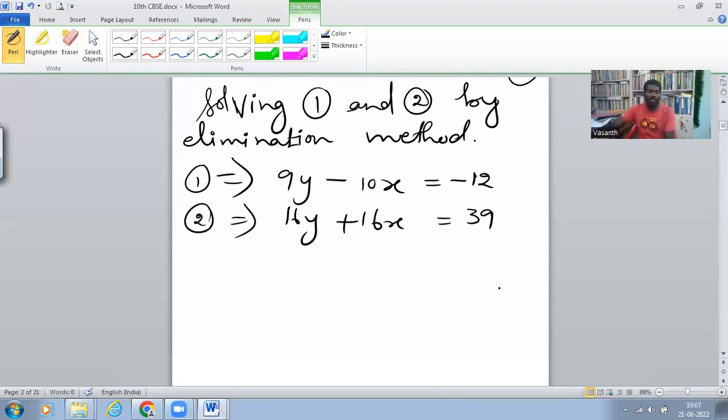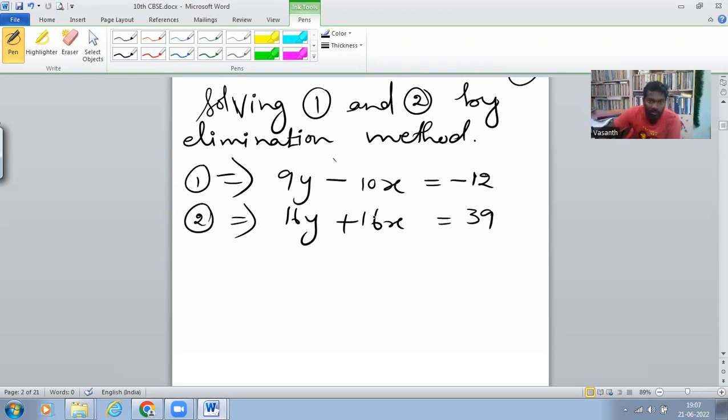Now we are going to solve these two equations by the elimination method. Elimination means we have to eliminate any one variable to find the value of another variable. So to eliminate either x or y, we have to make the numerical coefficient of that particular variable the same in both equations. For example, if we are planning to eliminate the variable x, we have to make the numerical coefficient of x the same in both equations. But here it is different. Here it is minus 10, here it is plus 16.